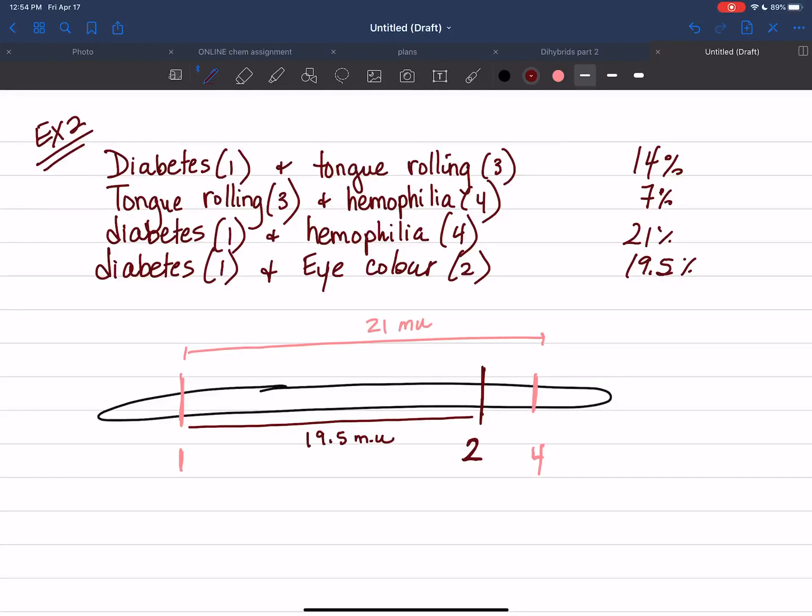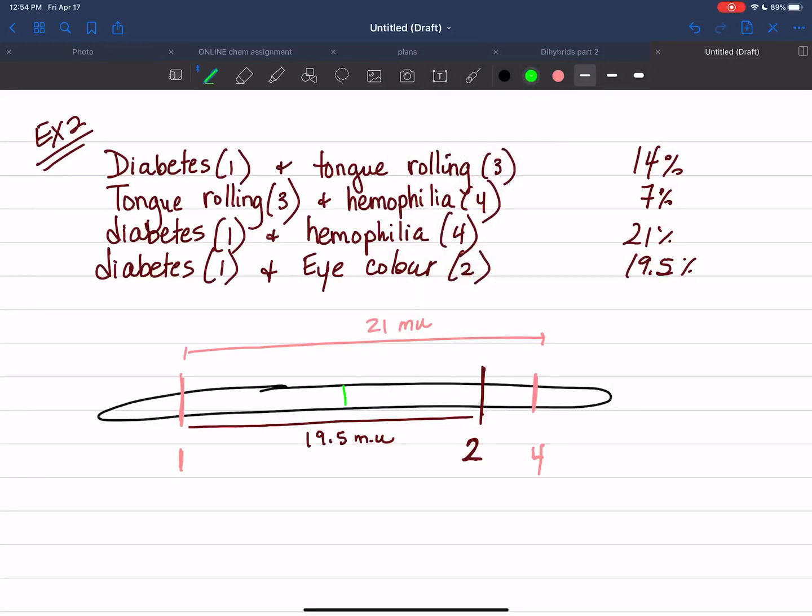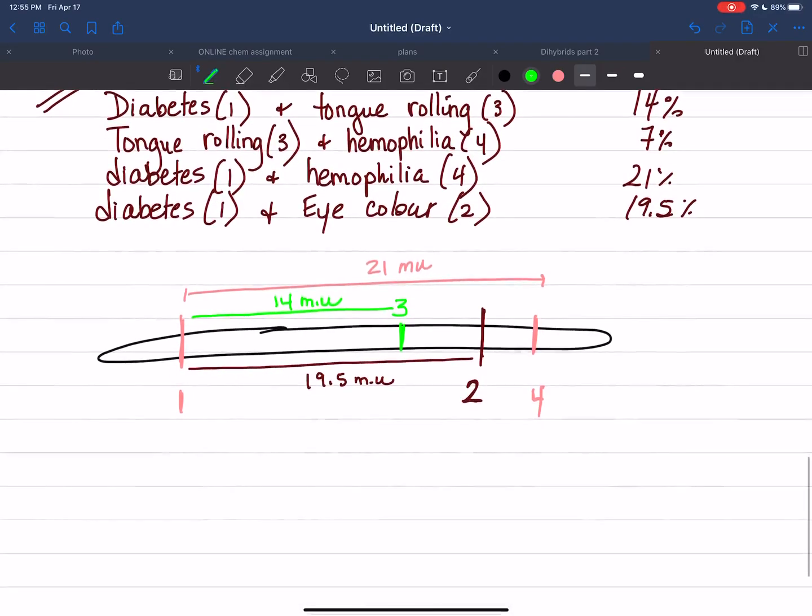Okay. And then next we have diabetes and tongue rolling. So diabetes and tongue rolling is, oh, that's probably too close. We're going to go there. Tongue rolling was 3. So that is 14 map units in there. Okay, so if I were to give this as a numerical response, what is the order of those genes on the chromosome? My answer could be 1, 3, 2, 4, or 4, 2, 3, 1.